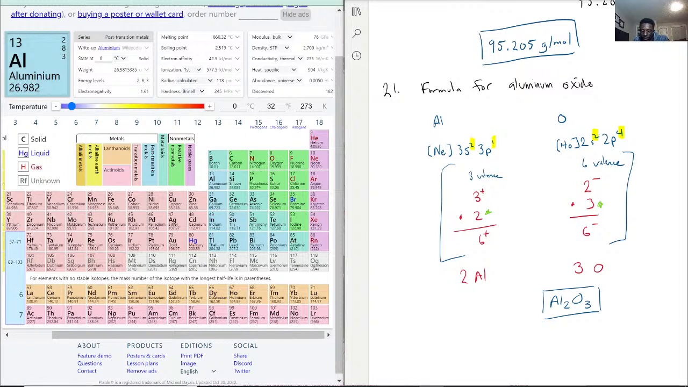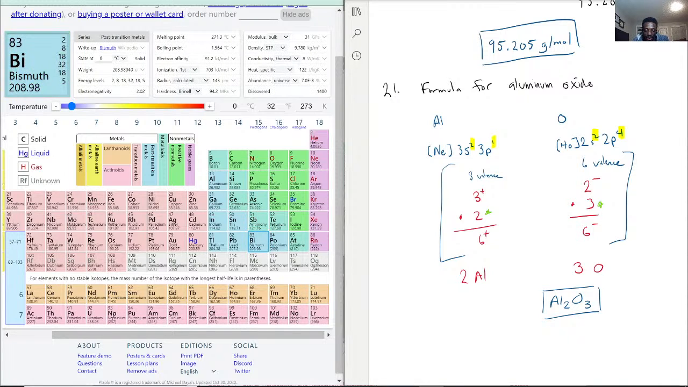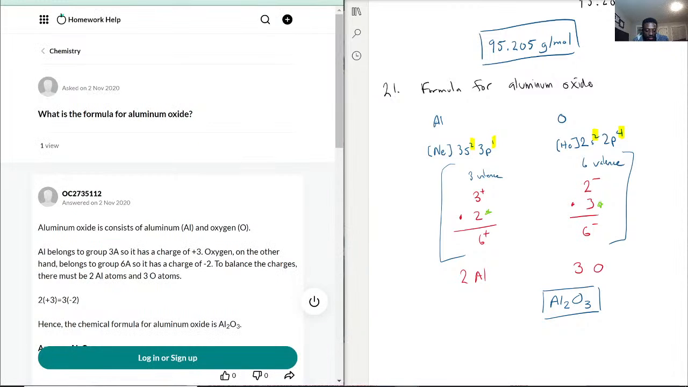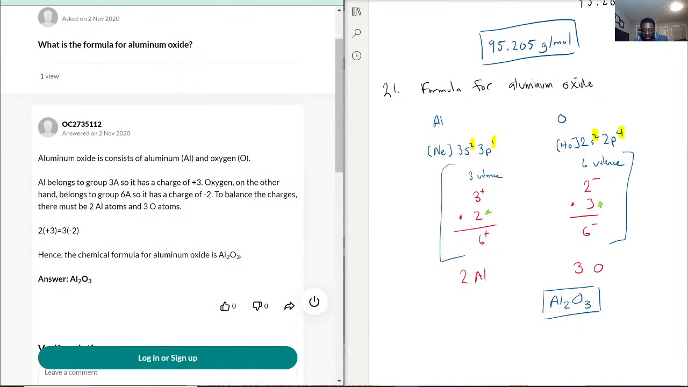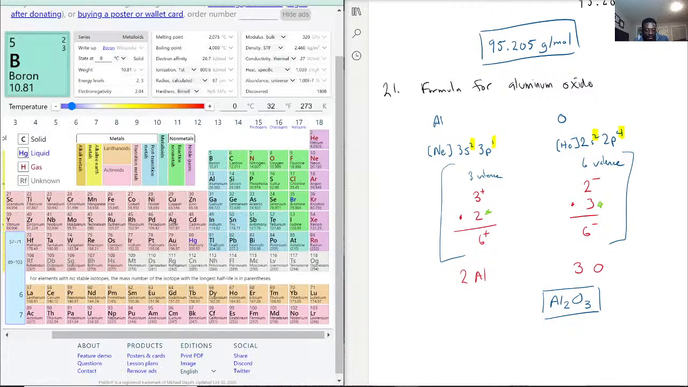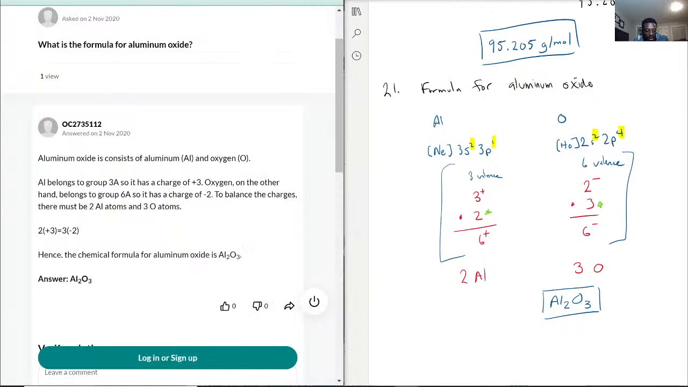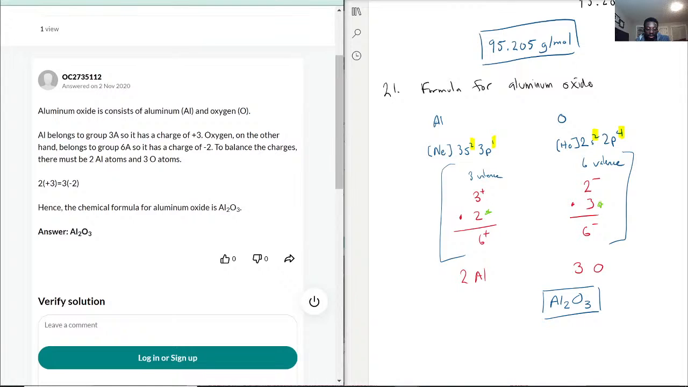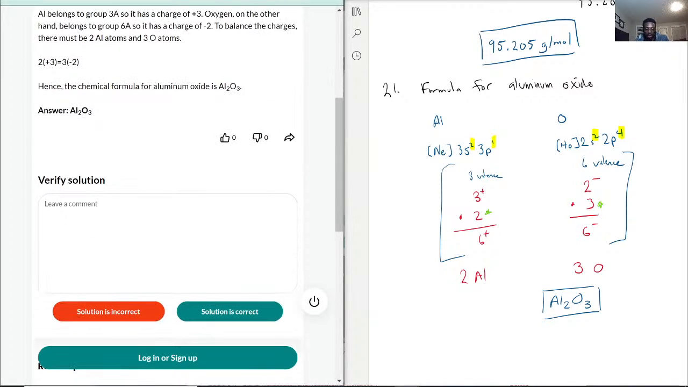So now we have that complete. Let's see what they did. Yep, they say 3A, well it's actually 13, and 6A, well 16 minus 2. You have to balance it out, so exactly, they do the same thing, and Al2O3. So that is what they get. So this is correct.